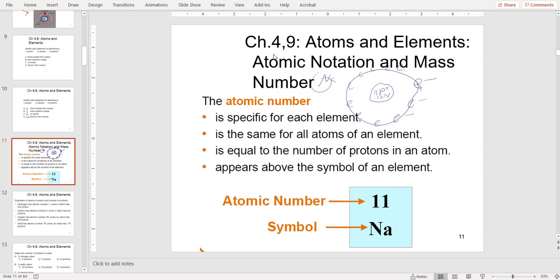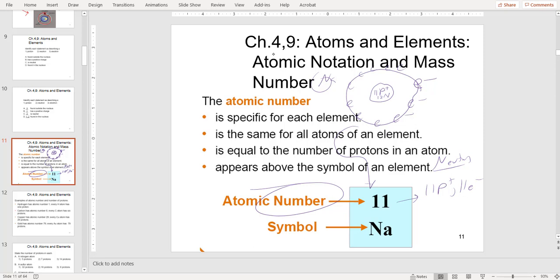So accessing your periodic table, you'll notice that there's a number on top of the element. That's called the atomic number. That tells us how many protons and how many electrons are in a neutral element.